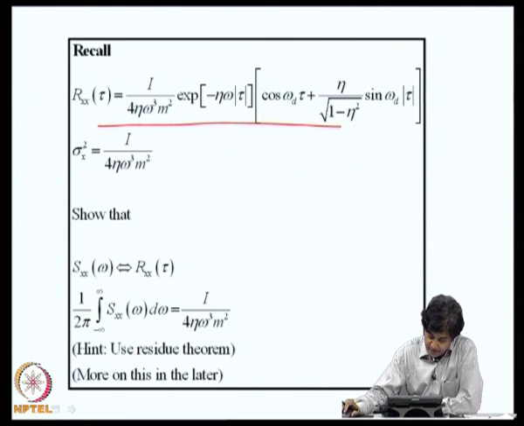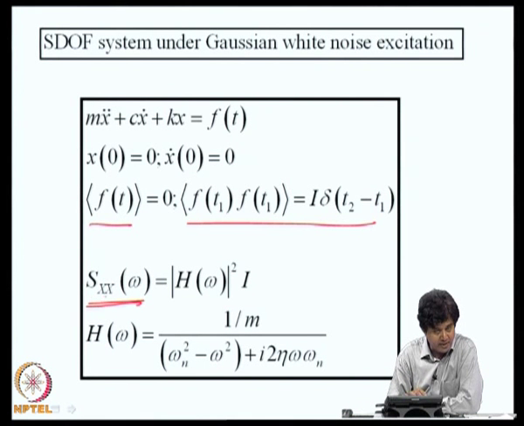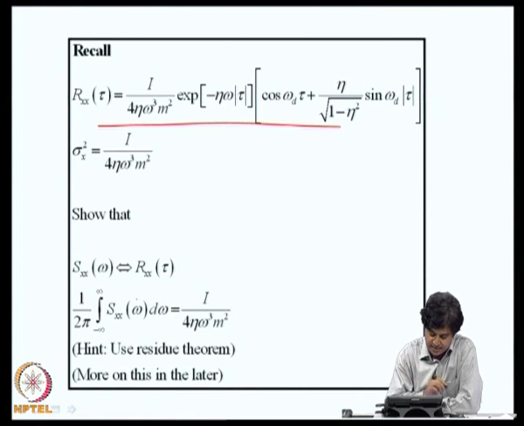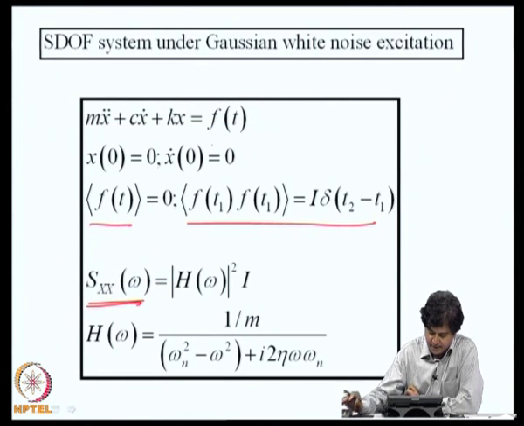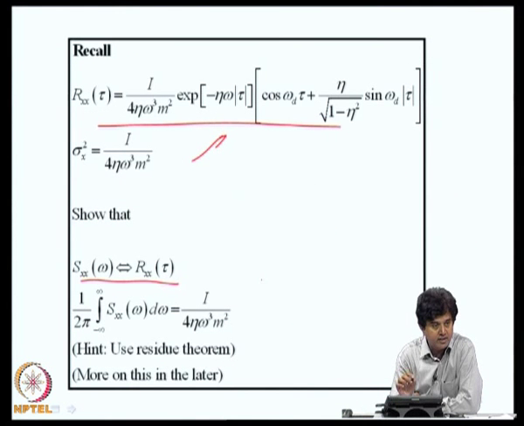Now, I have derived the power spectral density function of the response in the steady state. I leave it as an exercise to show that if you take the Fourier transform of this, you indeed get the power spectral density function that we have just now derived, or in other words, show that the autocovariance given by this and the power spectral density function given by this form a Fourier transform pair.